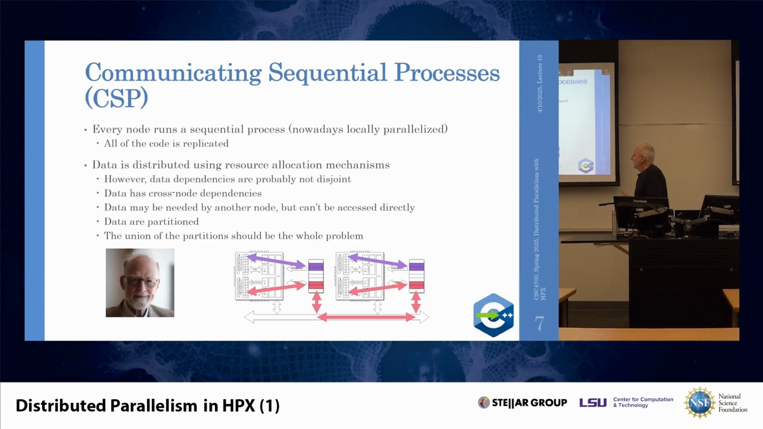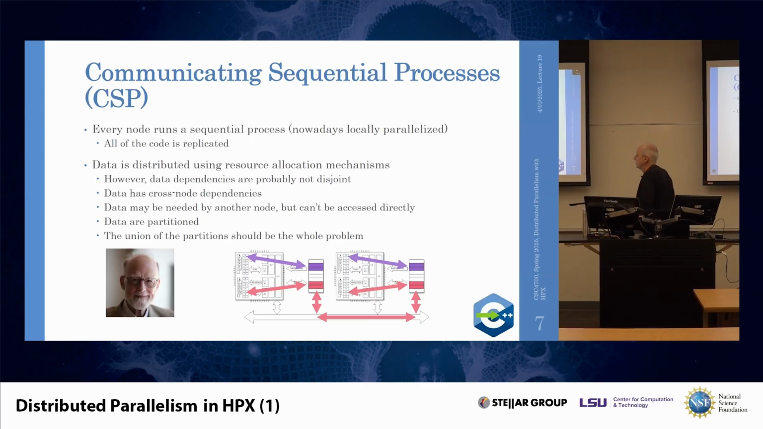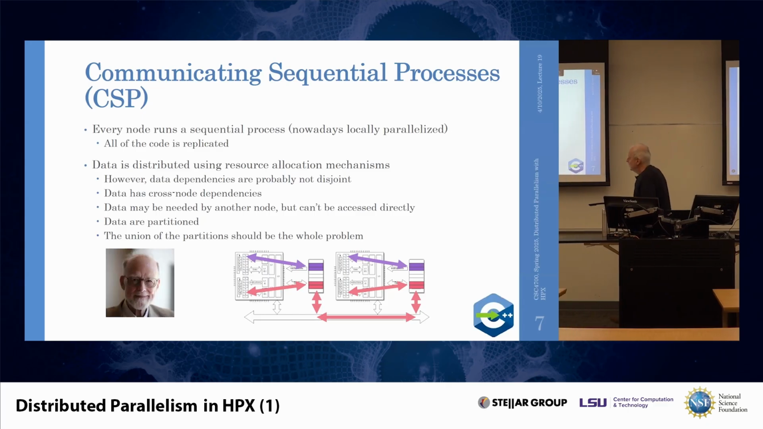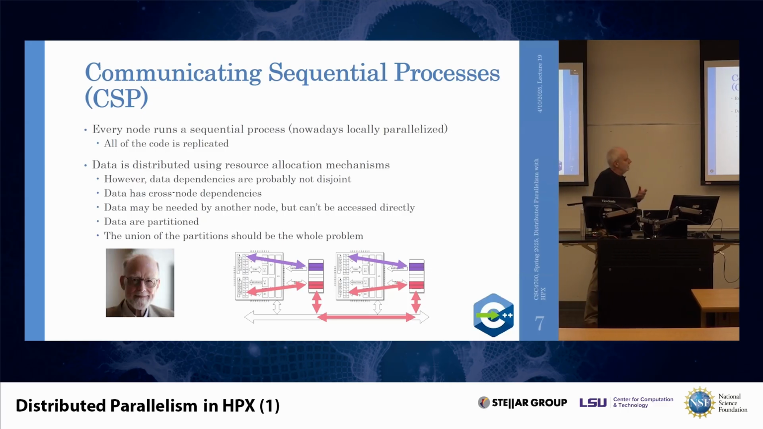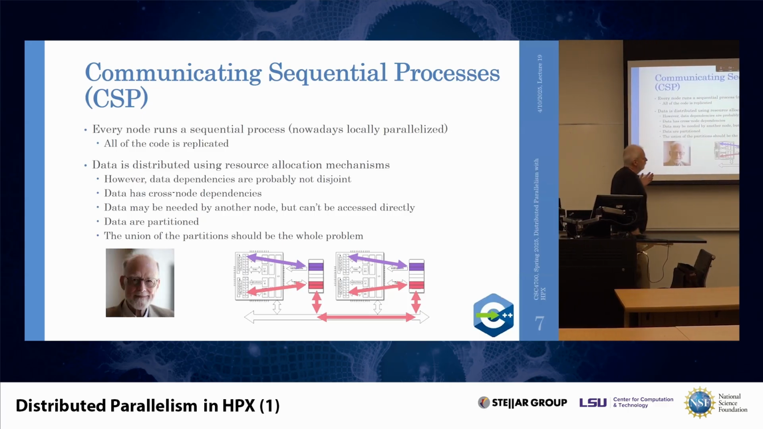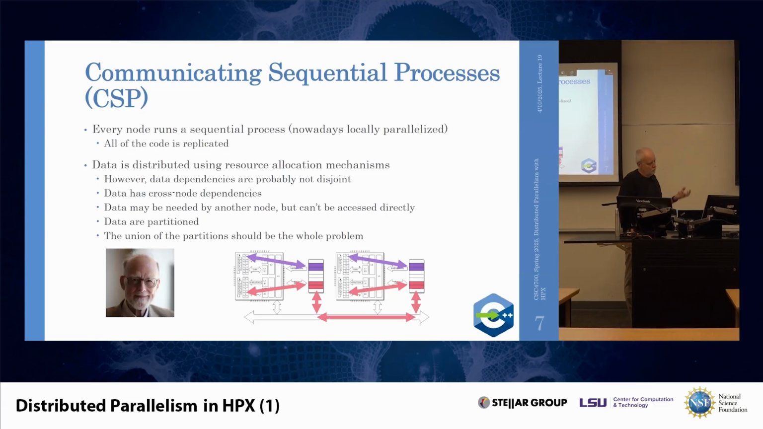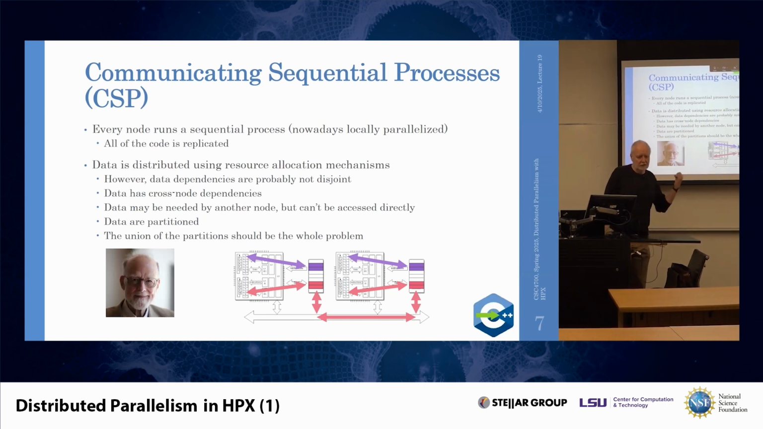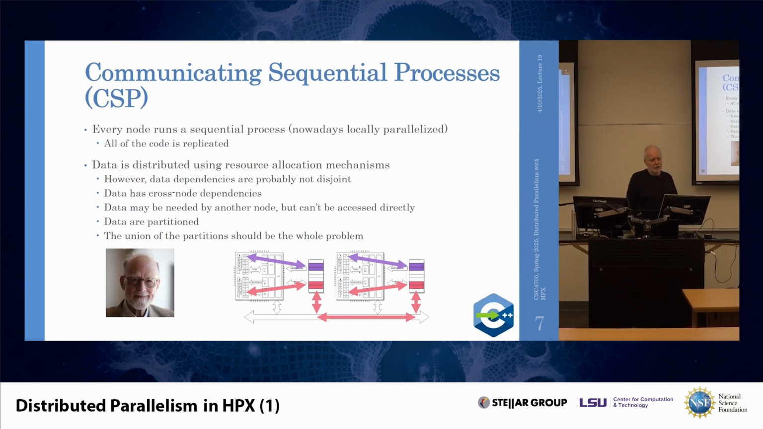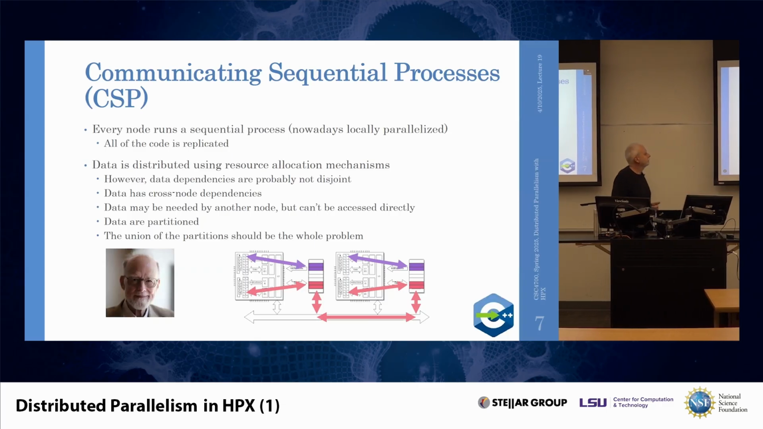Data may be needed by another node, but can't be accessed directly. Well, this is part of these cross-node data dependencies. But again, the union of all partitions is the whole program. And this is a fundamental way all of these distributed programs are written today. And I want to focus on that a bit more today and show you how we can implement that. How can we take that mental model, which is described here, and cast it in code in a way that we still can reason about all of that.